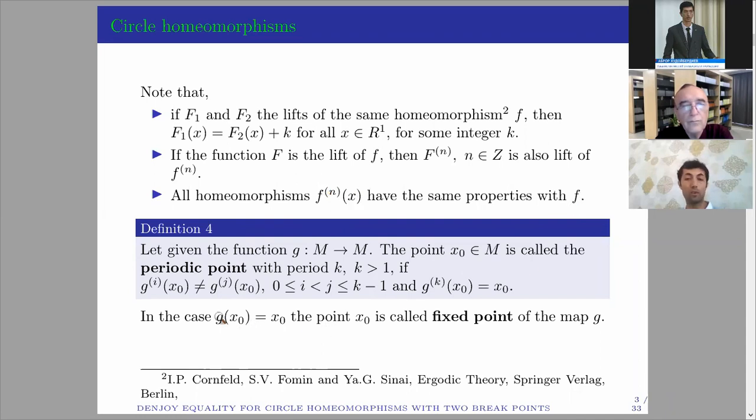Now let me introduce the notion of periodic point. Let a given function g map M to itself, and the point x0 from M is called a periodic point with period k if the kth iteration of x0 is equal to itself and all other iterations less than k are distinct. So Alisher, I have one question. Go to the previous page.